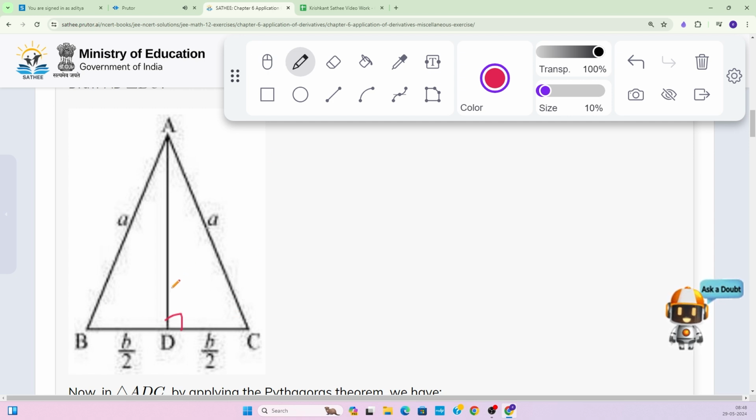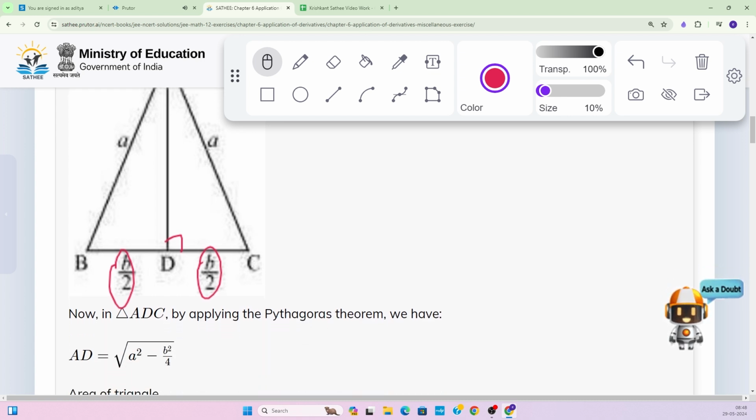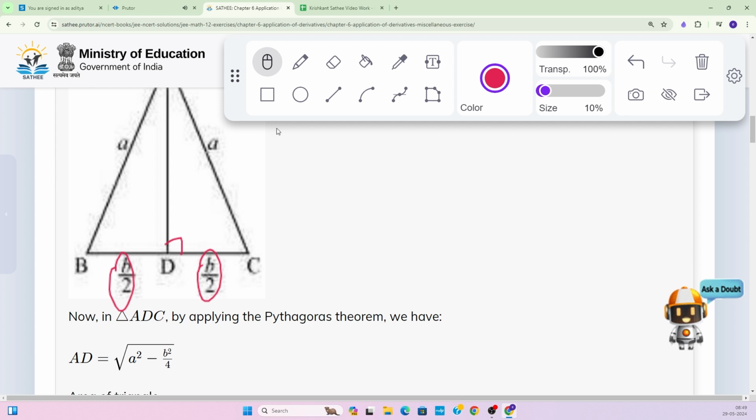This means in an isosceles triangle, BD must be the same as DC. We know that BC, the base, is b in length. This means BD will be b by 2 and DC will also be b by 2. Now using the Pythagoras theorem, what you will get is AD, this perpendicular.